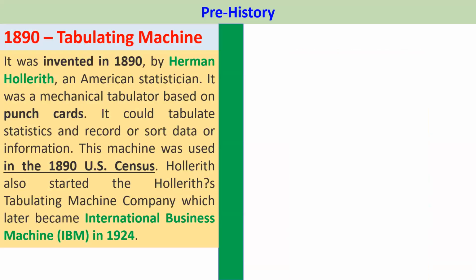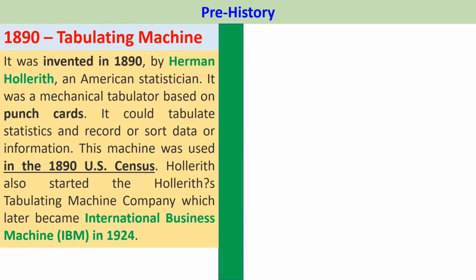Right. Then if we consider the prehistory, in 1890 another milestone, the tabulating machine, was first invented by a person called Herman Hollerith, an American statistician. He used a mechanical tabulator with the punch card. That's the first machine they used for some kind of general purposes. In 1890, the American government used this tabulating machine to count the people, the census.